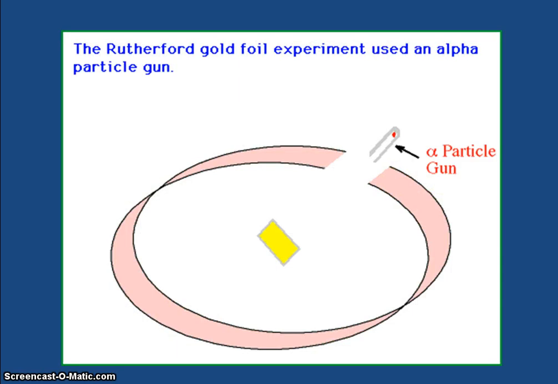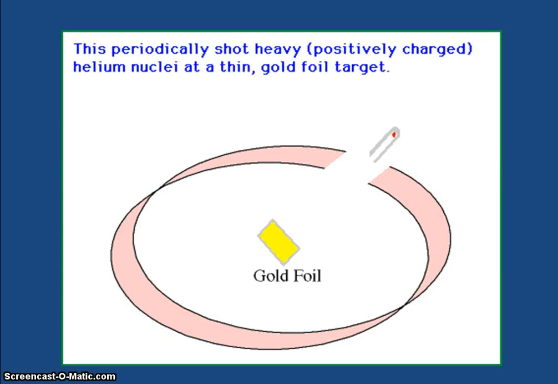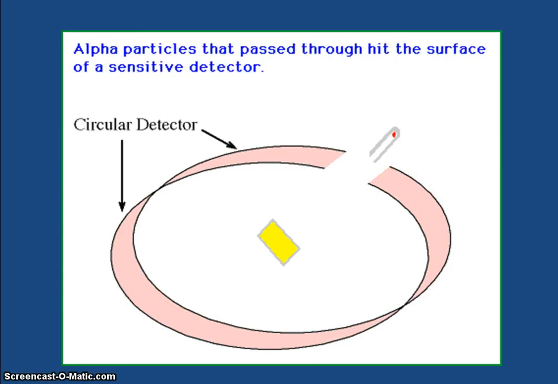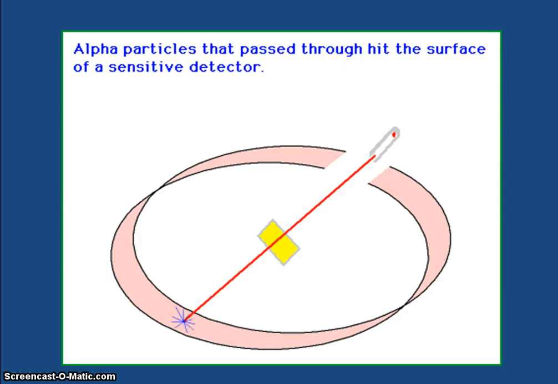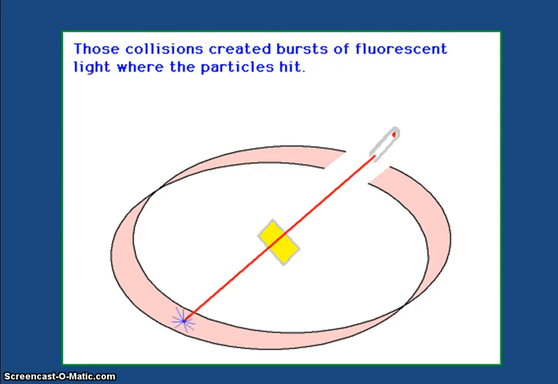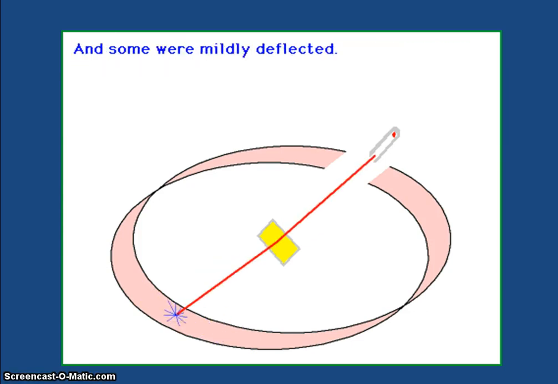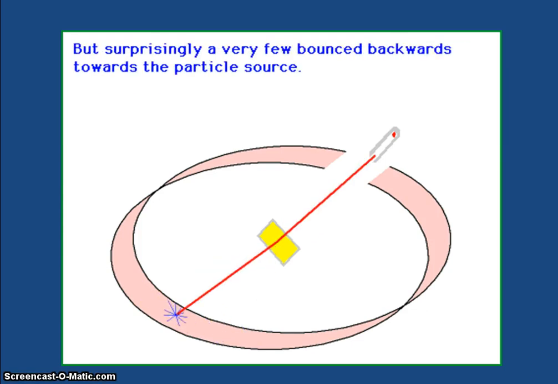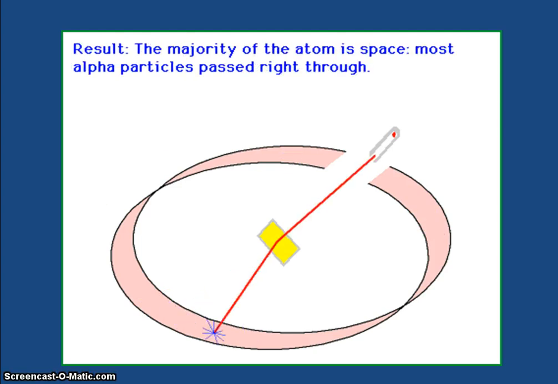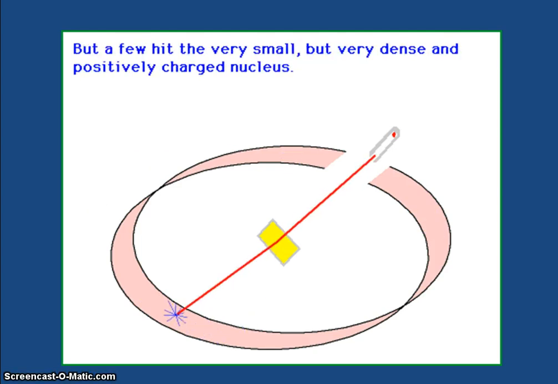And this is just a little animation. So there's the alpha gun, and there's the gold foil. And the circular detector shows where the particles hit. So see how most of them are going straight through the foil? And that one, if you saw it, bounced back towards them. So again, most of them go straight through, and boom, that one went back towards them. So that's just kind of a visual to help you understand what he did.